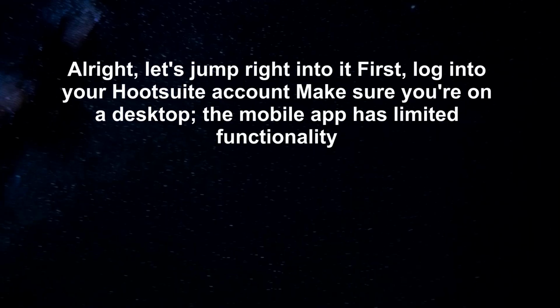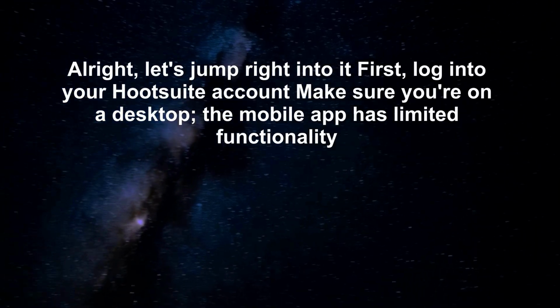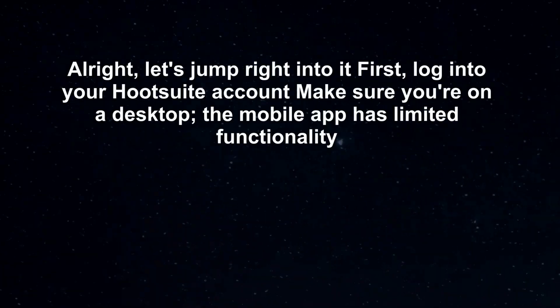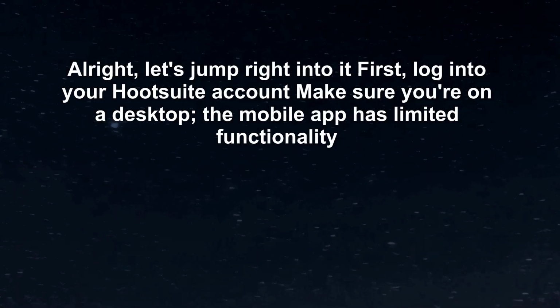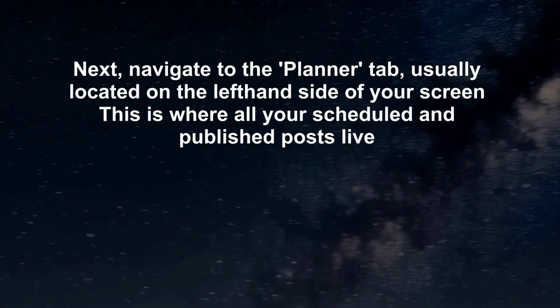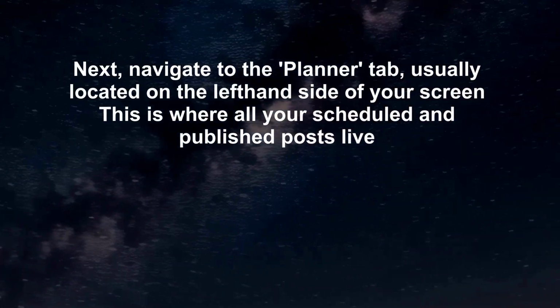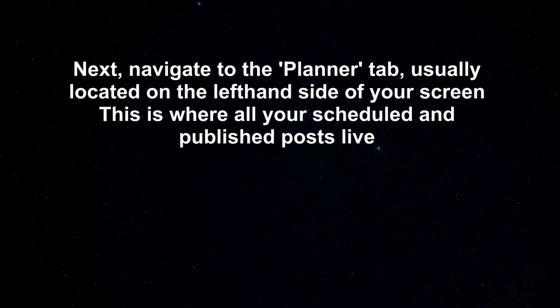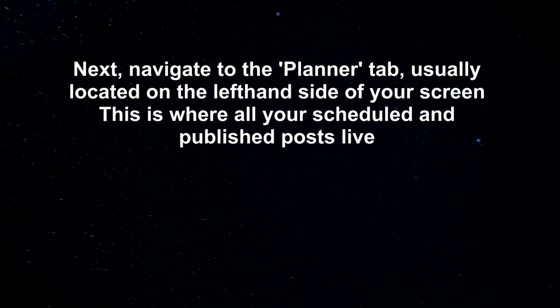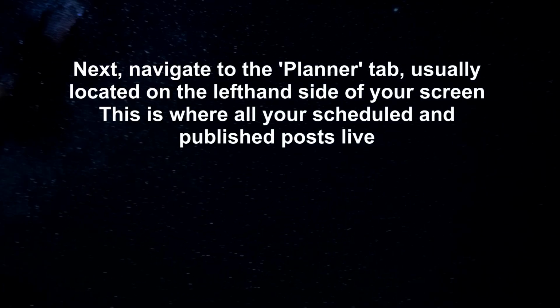Alright, let's jump right into it. First, log into your Hootsuite account. Make sure you're on a desktop. The mobile app has limited functionality. Next, navigate to the Planner tab, usually located on the left-hand side of your screen. This is where all your scheduled and published posts live.